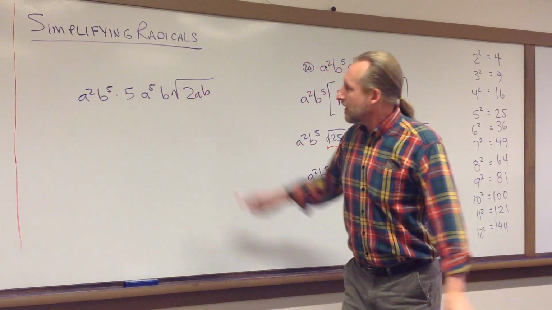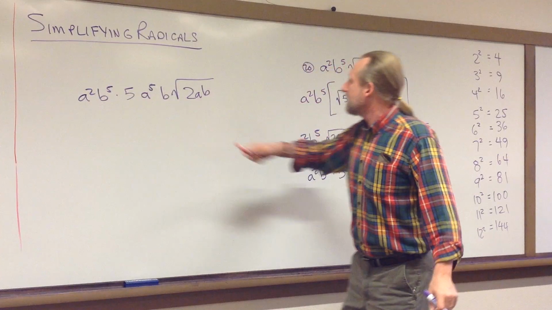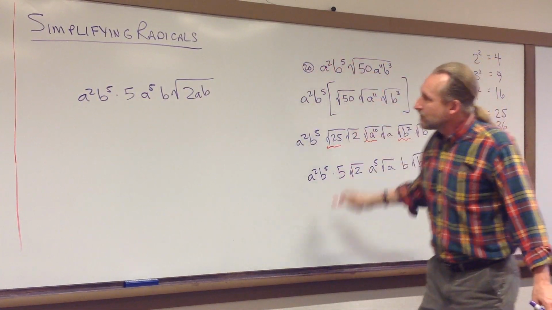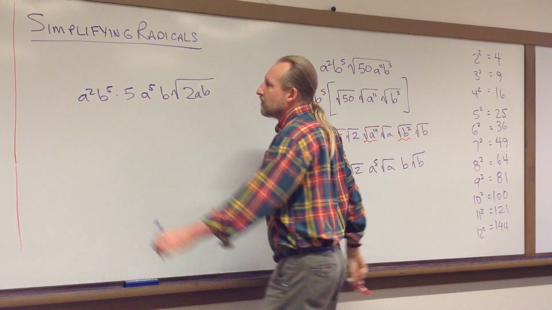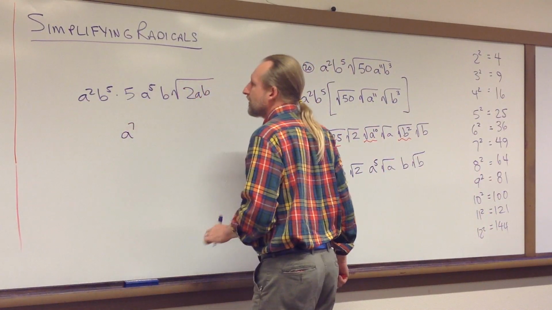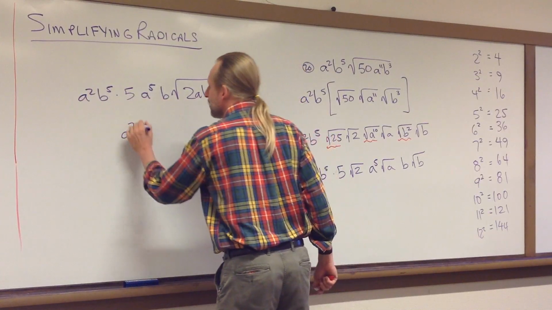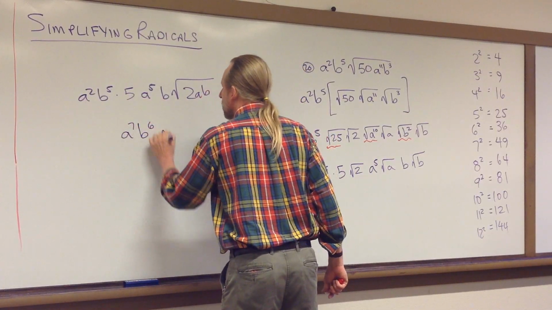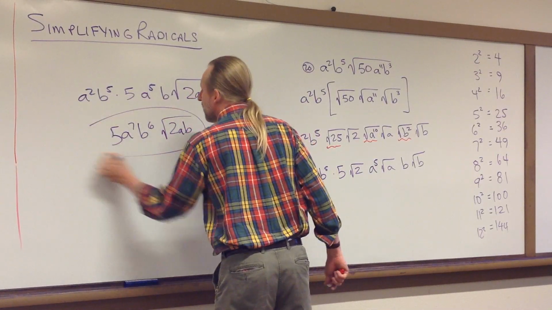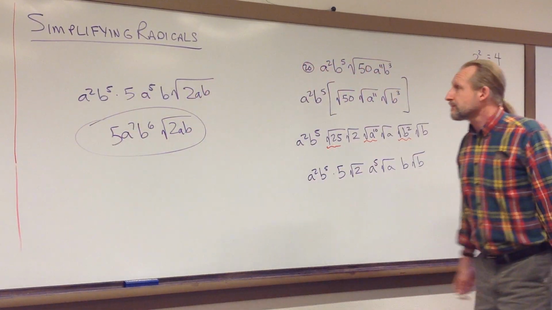And then the last thing we want to do is clean up what's out here, right? That's what I was saying at the very beginning. We're just going to forget about this until we get to the very end, and then we do a squared times a to the fifth is a to the seventh. B to the fifth times b to the first is b to the sixth. Got the square root 2ab and the 5 outside, and there it is.